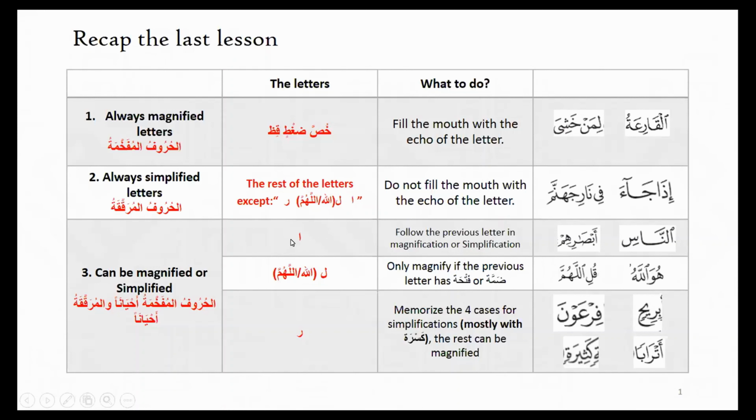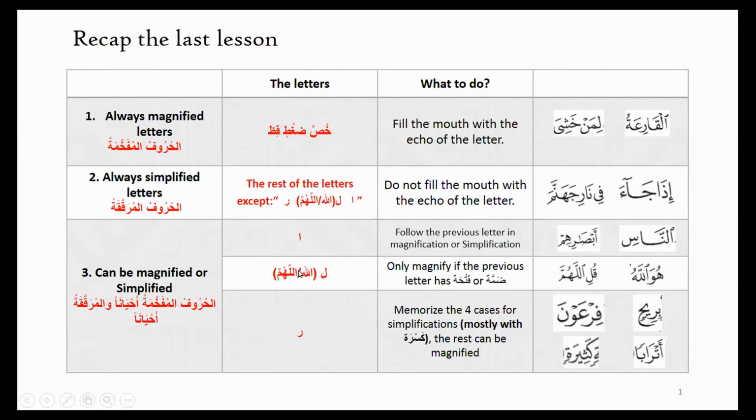So with alif, we said to follow the previous letter in magnification and simplification. So an-nas, because the noon is one of the letters that are always simplified, we do the alif here muraqqaqa, an-nas, not an-nas. So the alif here is always muraqqaqa. This is not the case when the previous letter is magnified or mufakham, which is sad in this case. We say absarihim. So here the alif is mufakhama.